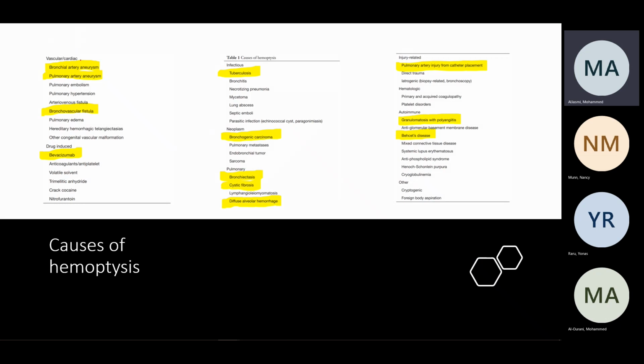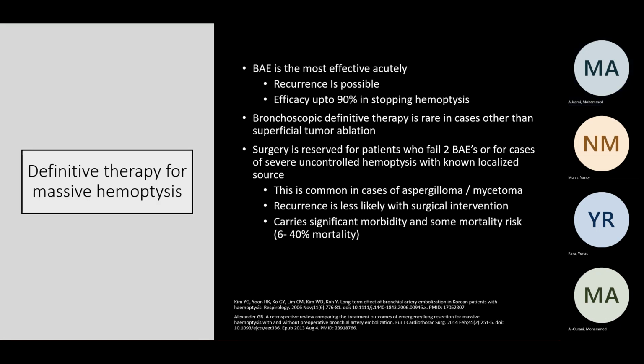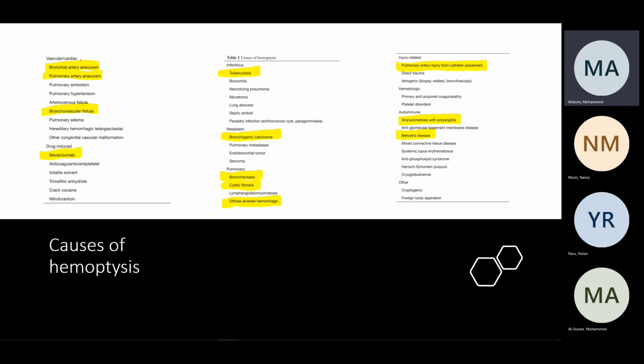So this is just a general list of the etiologies of hemoptysis. Remember the heart, of course, diffuse alveolar hemorrhage, bland hemorrhage. Remember the valvular issues. The most common causes of massive hemoptysis are bronchiectasis, mycetomas. Worldwide, it's tuberculosis, diffuse alveolar hemorrhage, and vascular malformation.